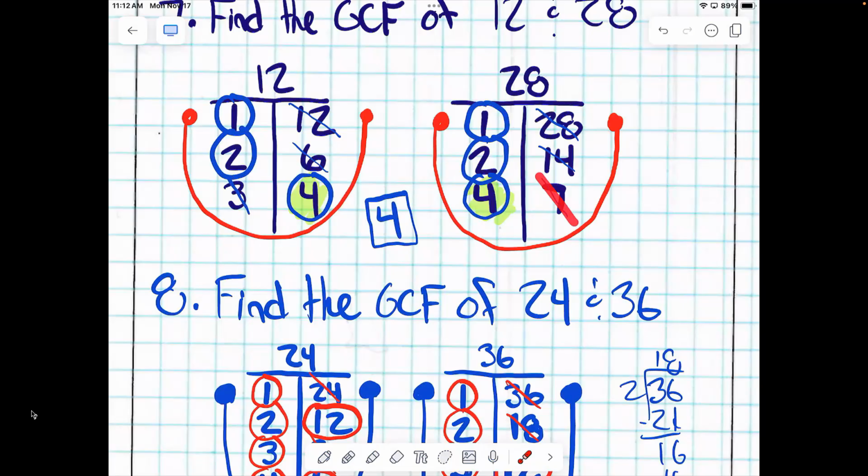We know 7 doesn't exist over here. 14 does not exist over here. And 28 doesn't exist over here. So what is the biggest number I circled in both those t-charts? 4. So therefore, the greatest common factor of 12 and 28 is 4. We good?